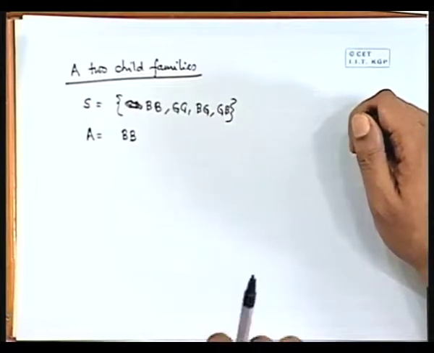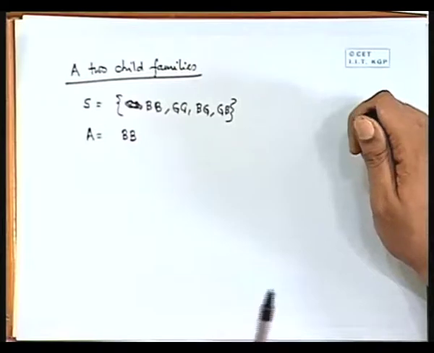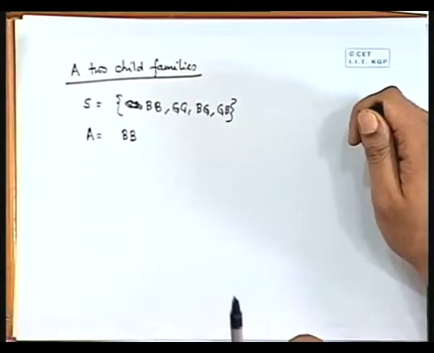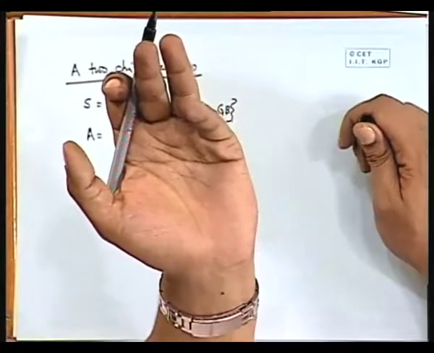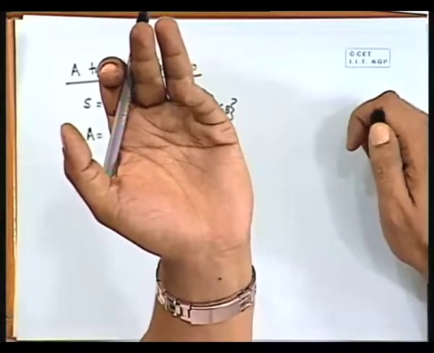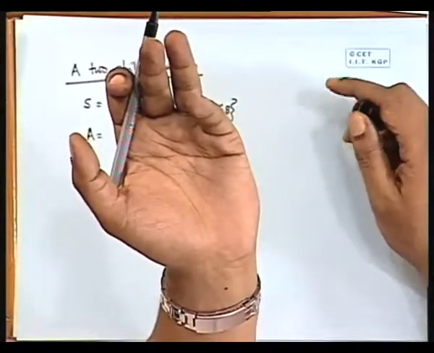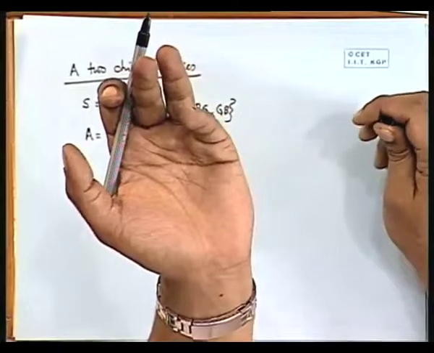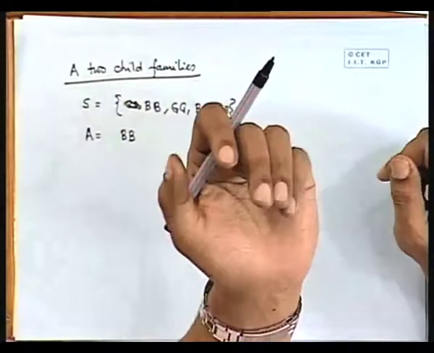Now, from this, how can we say that it is 1/4? Yes, he's saying 1/4. Why is he saying 1/4? Have we yet made any probability assignment from the set of events to the real line? We have not yet made.